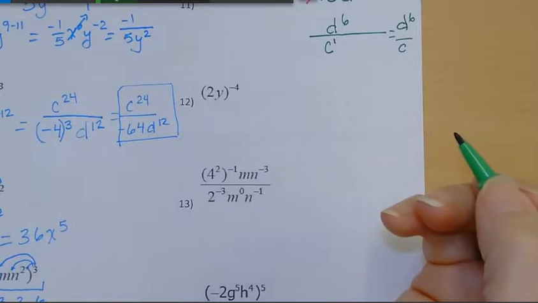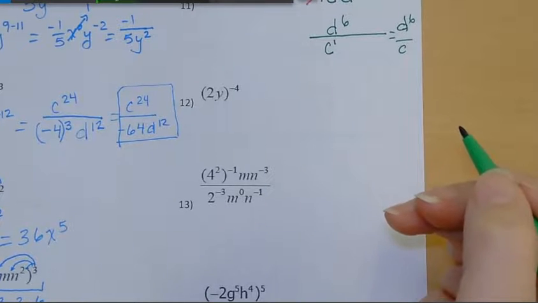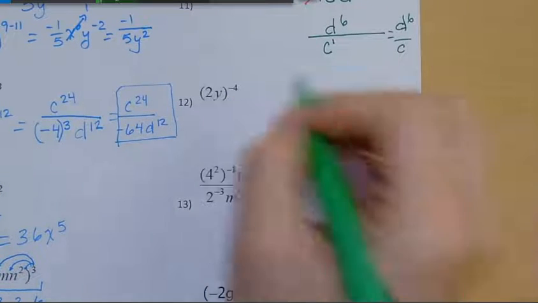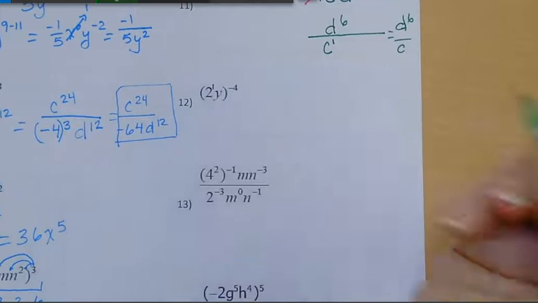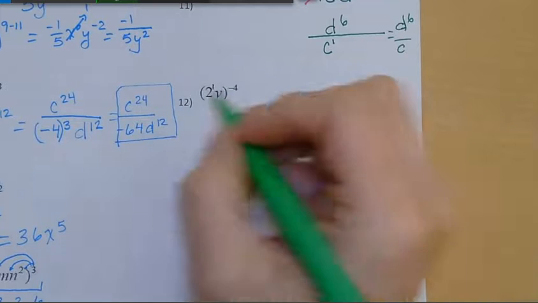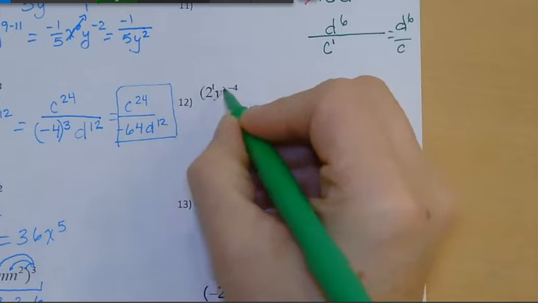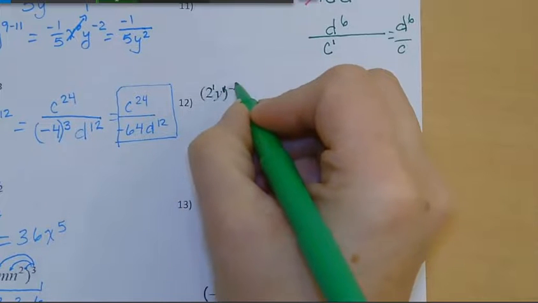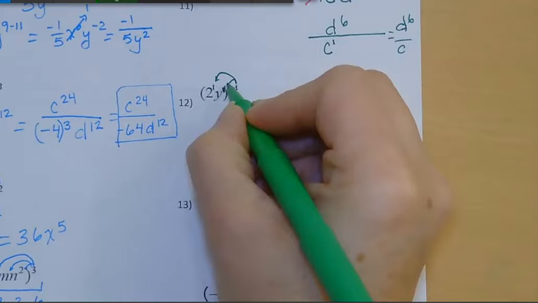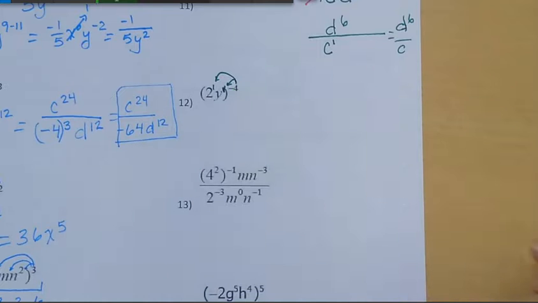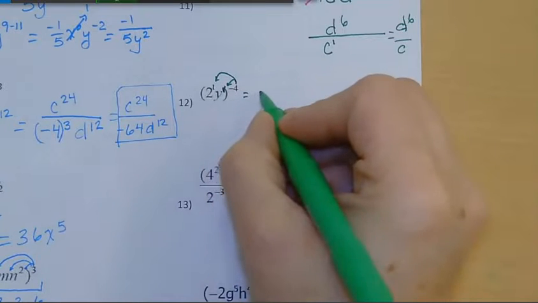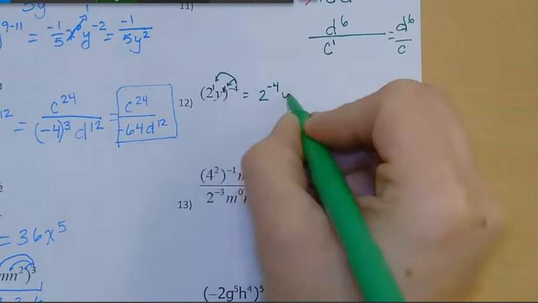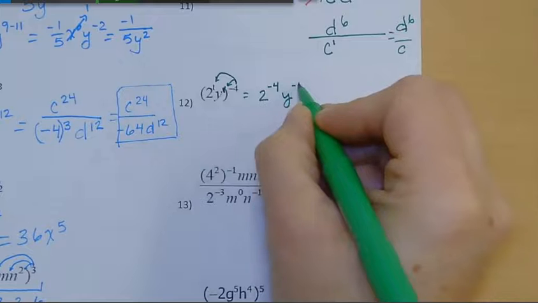We want to remember to distribute that outer exponent to every exponent we can find inside. So remember, everybody wants a power. 2 to the power of 1, it's an invisible 1, but there is an exponent there, y to the power of 1. So sometimes I'll write those exponents just to remind myself that I have to distribute that outer exponent to every exponent inside. This equals 2 to the 1 times negative 4 is negative 4, y to the 1 times negative 4 is negative 4.